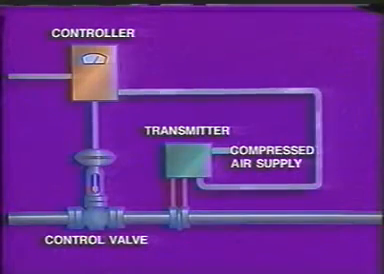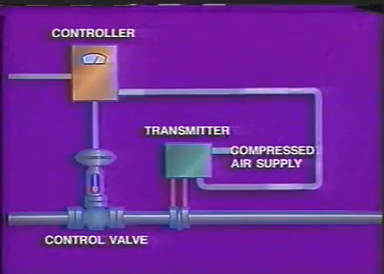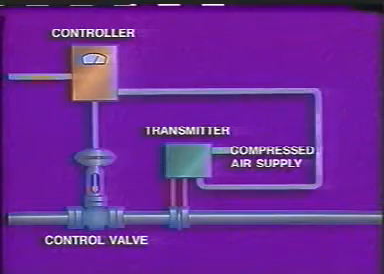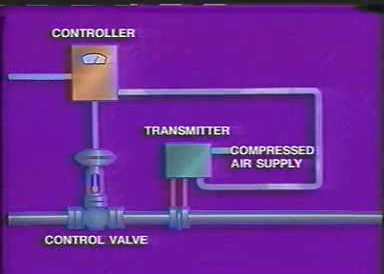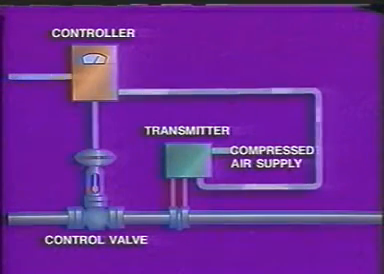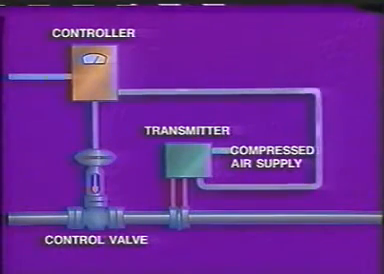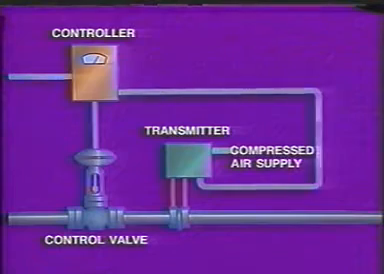The controller compares the compressed air signals from the transmitter with a reference signal representing set point. The reference signal is produced by giving the controller its own air supply and then restricting the supply by a certain amount. An air line from the controller connects with the valve actuator. After the controller compares the transmitter signal with the set point reference signal, the controller determines how much compressed air should pass from the controller to the valve.